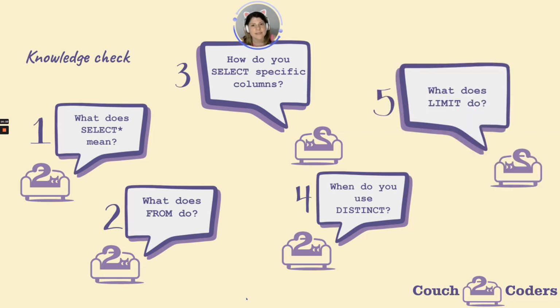And last but not least, what does limit do? Limit specifies the number of rows that you would like to have. So in contrast with select, select is talking about how many columns we want. We want to go along our data columns. Limit tells us how many rows. We're going horizontal across our data. How many rows do we want to have?